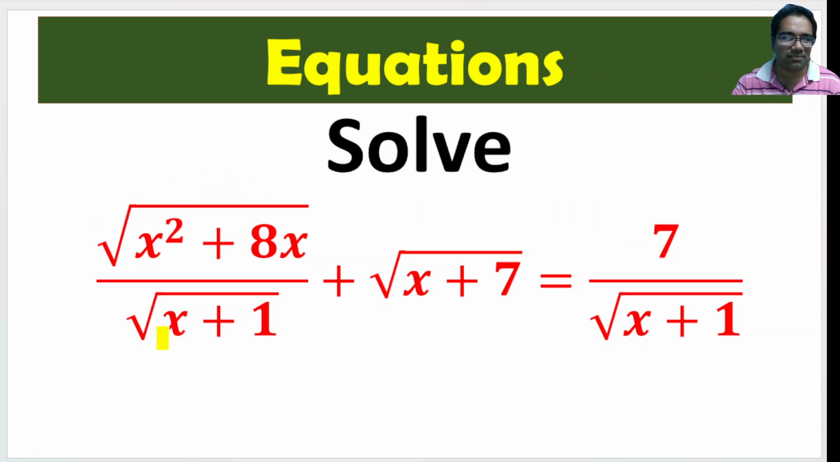Root of x squared plus 8x by root of x plus 1 plus root of x plus 7 equals 7 by root of x plus 1. So there is x plus 1, x plus 7, and x plus 1 and 7 put together is 8. If we multiply all three terms with under root x plus 1, we can get rid of this denominator. Let's proceed that way and see where we go.